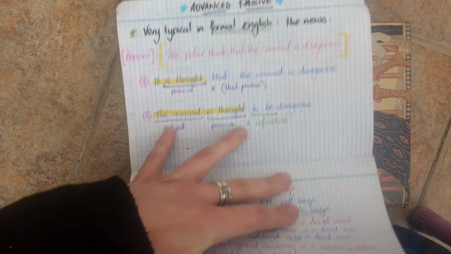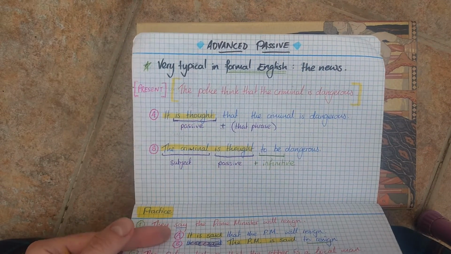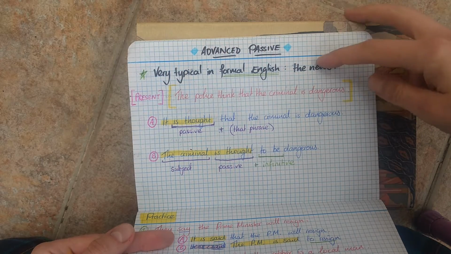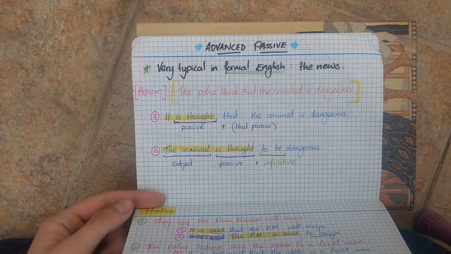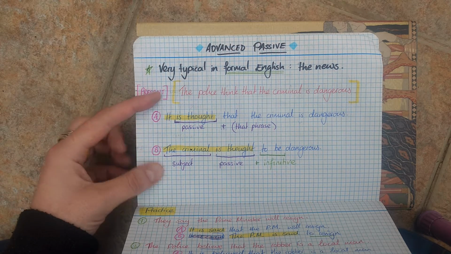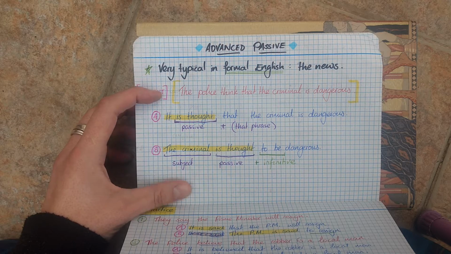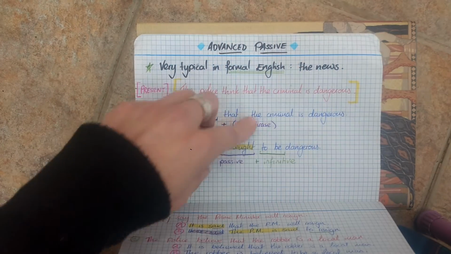Now, this is what was in your homework. We're going to look first at the advanced passive in the present and the future. All of this advanced passive is really common in formal English, especially in things like the news. So one of the examples in your homework was the police, or no, maybe not in your homework. This is an example I have. So the police think that the criminal is dangerous.